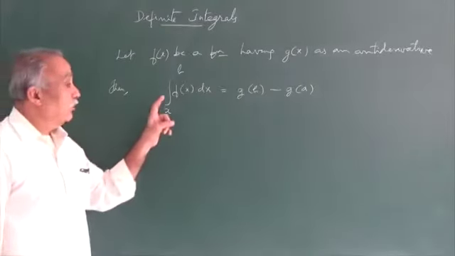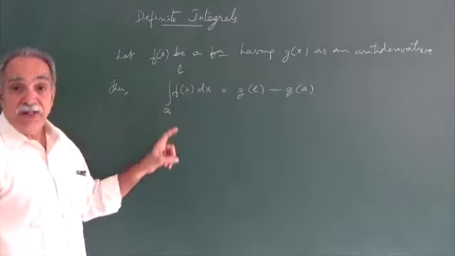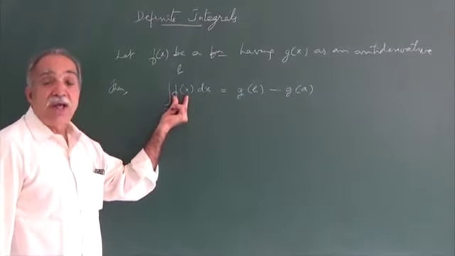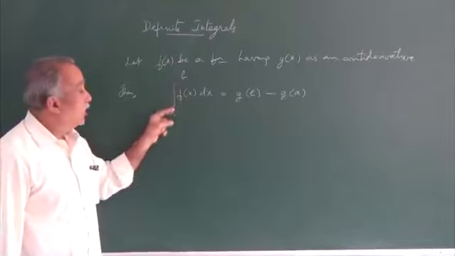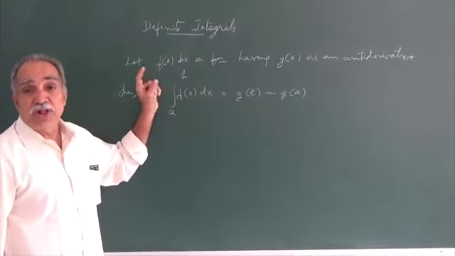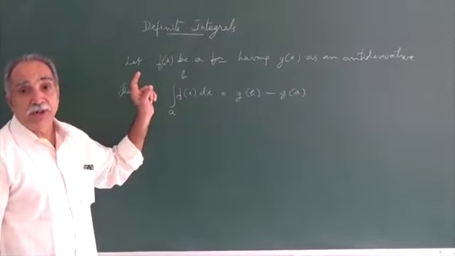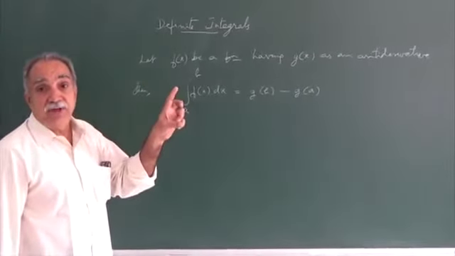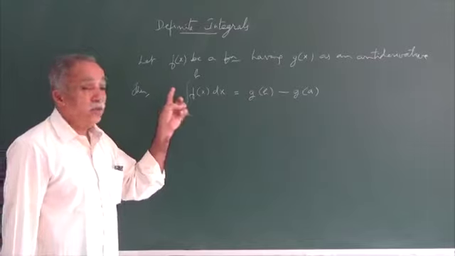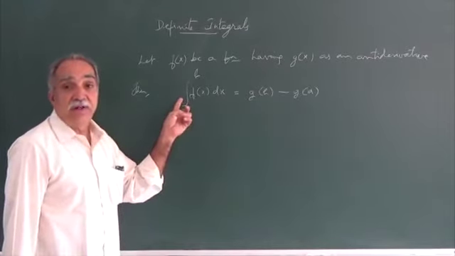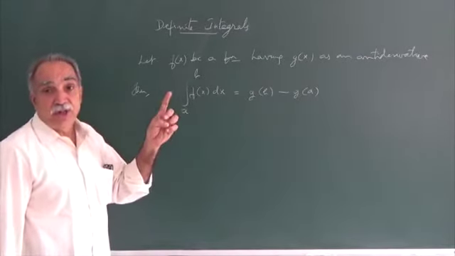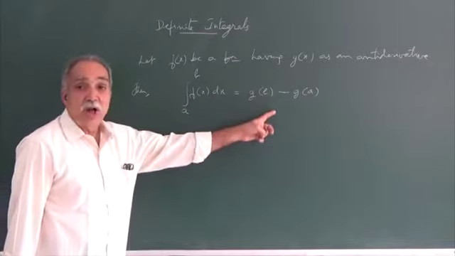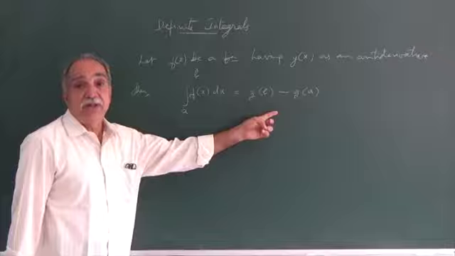To have this definite integral meaningful, the only condition is that the function must have an antiderivative over the interval a b. Outside the interval what happens, I am not bothered, but within the interval the function must possess an antiderivative. No antiderivative means no meaning for definite integral. If there exists an antiderivative, there will be many. If there exists an antiderivative, this is how we obtain the value of the definite integral.